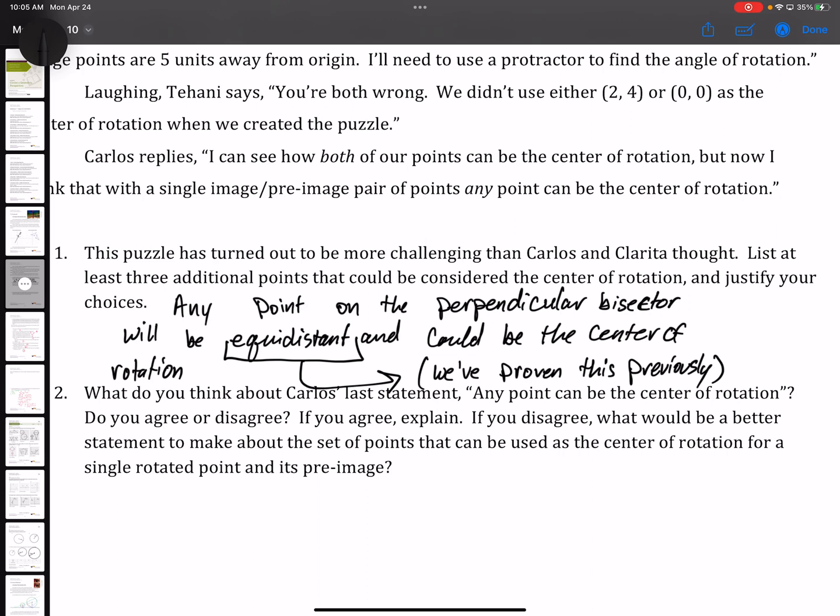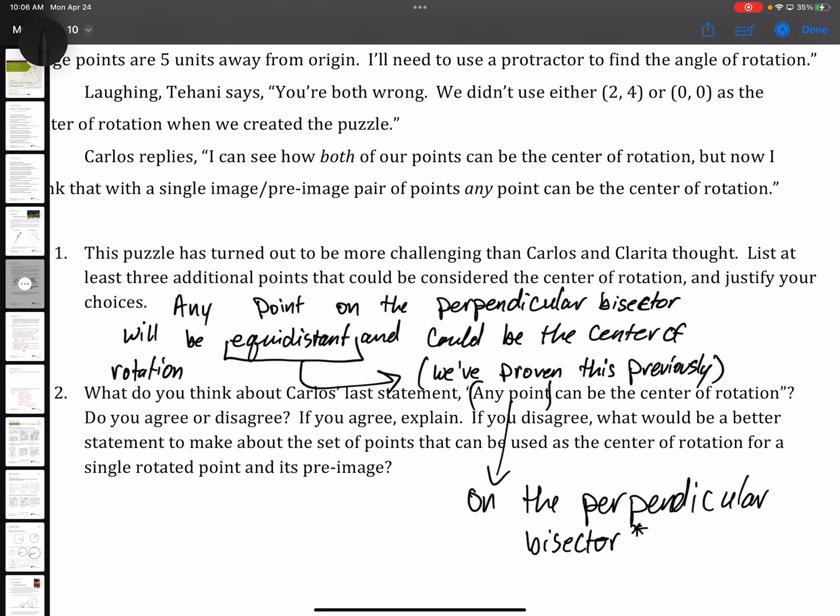So we kind of talked about this already, but what do you think about Carlos' last statement that any point could be the center of rotation? Yeah, Hadassah? I disagree because it can't be any point. You can't just choose a random point around it and say that's the center of rotation. Yeah. It has to be on the perpendicular bisector. If it's not, then it's not going to be your center. So then we would have to add a qualifier that says on the perpendicular bisector. Right? Then it would become true.